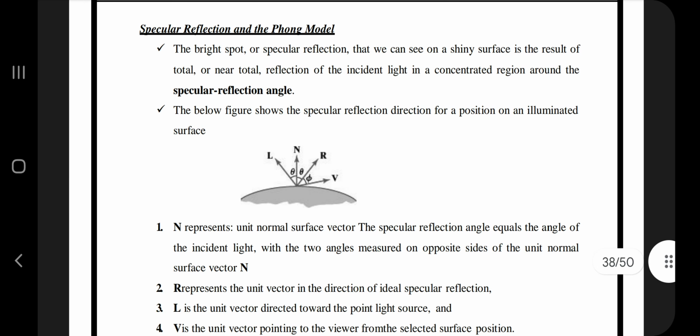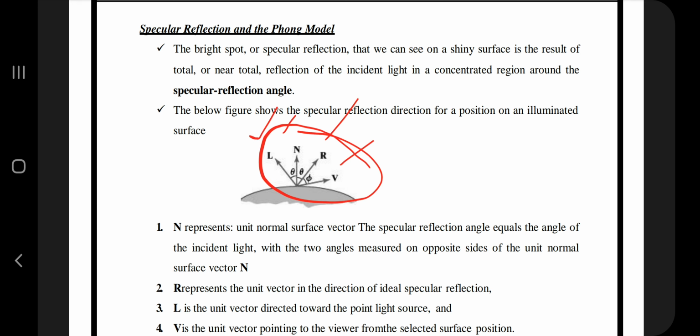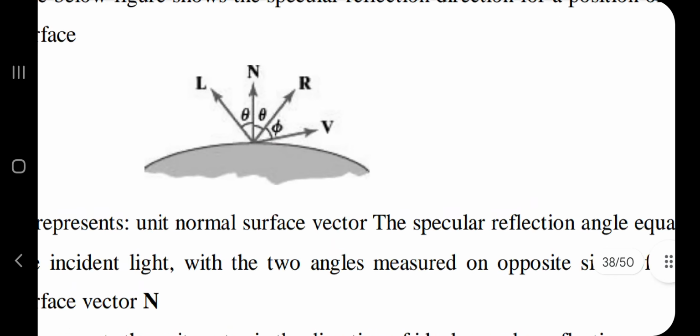And next is the specular reflection and the Phong model. The Phong model is asked as a separate question itself, so this is an important concept. What you have to keep in mind is these 4 vector values: L vector, N vector, R vector, and V vector. The N vector is the normal vector, which is coming out as a normal from the point source.